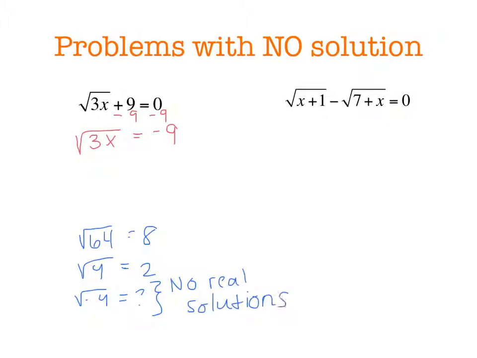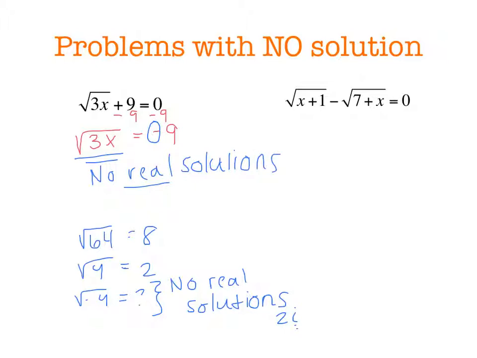In later math classes, you're going to learn about imaginary numbers, where your answer is 2i, where i stands for imaginary, but we're not going to worry about those in this class. So as soon as you see that the square root is equal to a negative number, go ahead and write no real solutions. So remember, there are solutions, but not ones you need to worry about in this class, so we're going to say no real solutions.